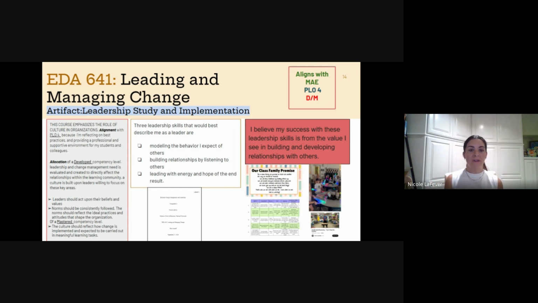And so I identified 3 leadership skills with the belief that these skills come from the value that I see in building and developing relationships with others. That shows in my classroom. We develop a class family promise at the beginning of the year. On Monday mornings, we have a morning circle. What's got you feeling good? We do a little drumming dance routine to Can't Stop the Feeling.